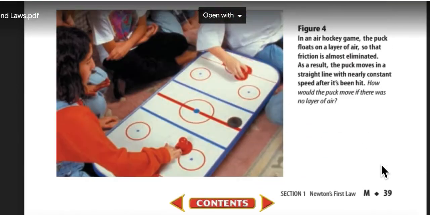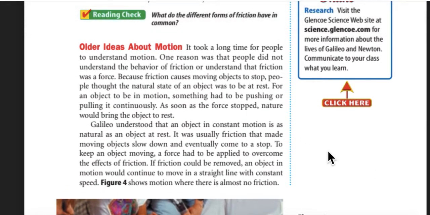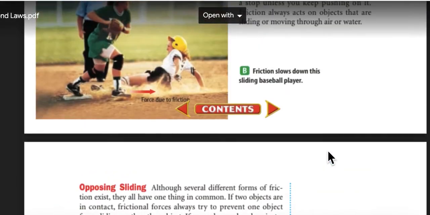And finally, older ideas about motion. This is intuitive to some: you look at something and think it should always stay at rest. That was the idea until Galileo came along. Then Isaac Newton confirmed that an object in motion will stay in motion, and an object at rest will stay at rest, unless acted on by an outside force.